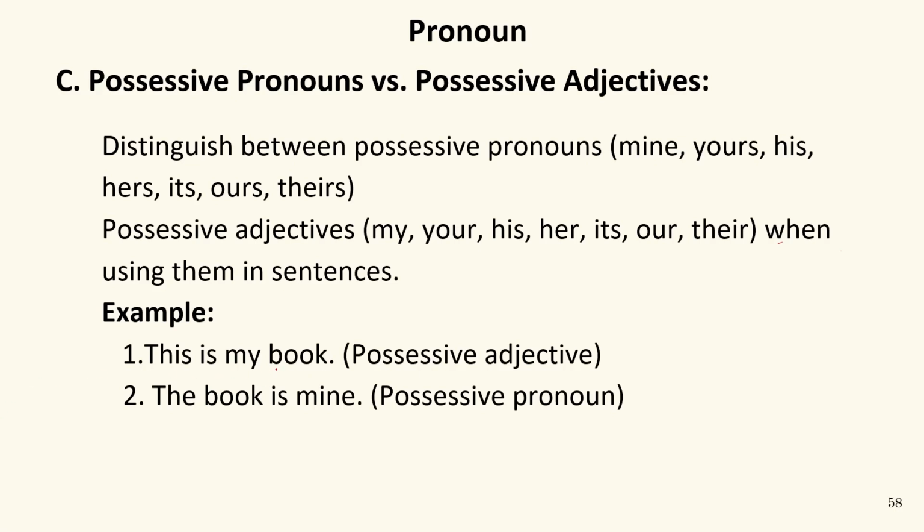This is my book. Now book is a noun. My is an adjective. So this is a possessive adjective. And this book is mine. You cannot write, this book is mine book. That will be incorrect. So mine is a possessive pronoun over here that is replacing the noun in the sentence.